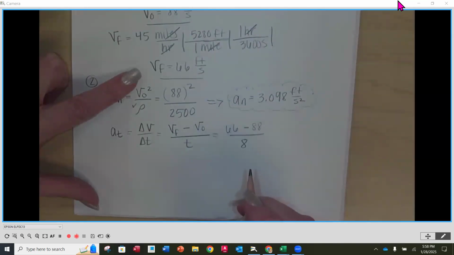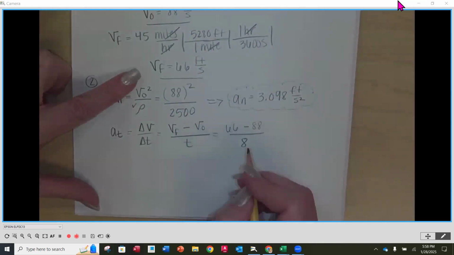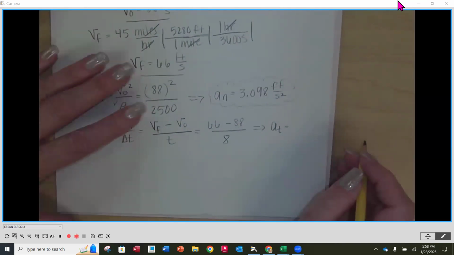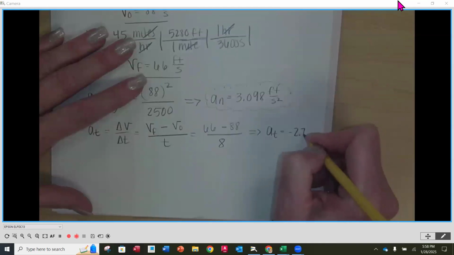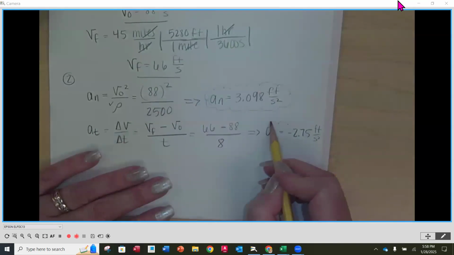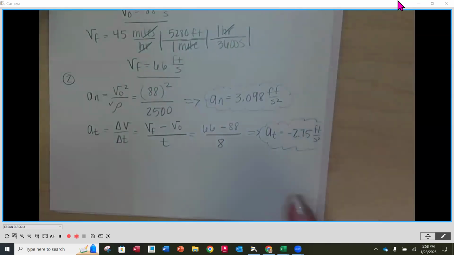Okay. So our tangential component should be a negative 2.75, and this would be feet per second squared. And again, just a little cloud around there because I'm going to be using it in the next equation for the total acceleration. Okay, any questions so far?